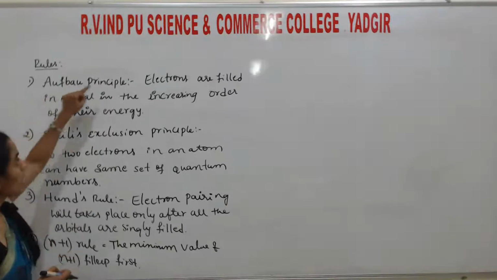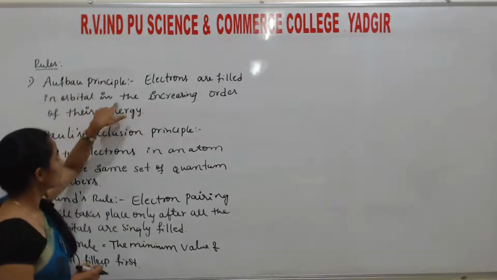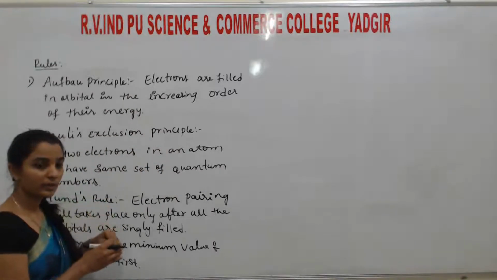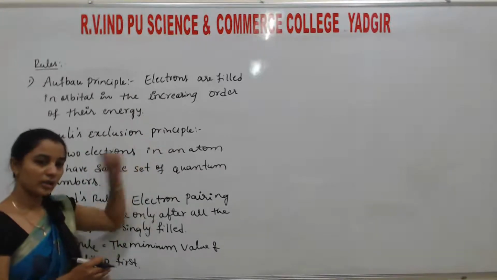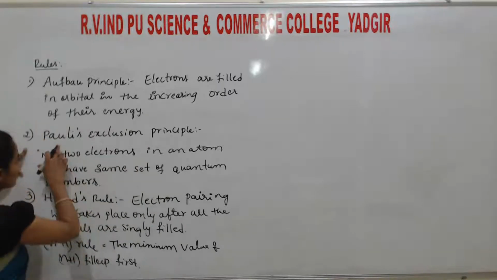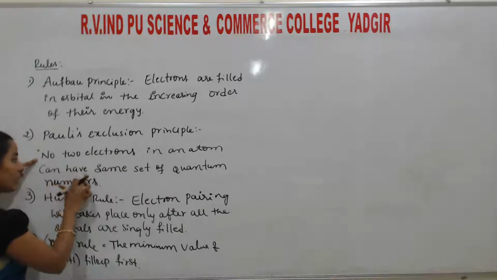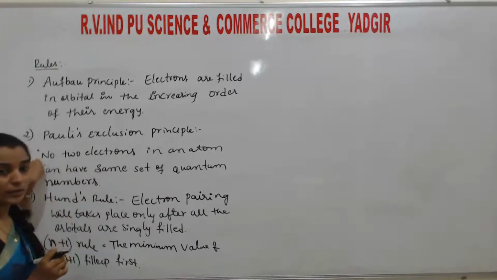Students, the first one: electrons are filled in the orbitals in the increasing order of their energy level. First the lower energy level fills up, next the higher energy. Similarly, the next one is Pauli's exclusion principle: no two electrons in an atom can have the same set of quantum numbers.